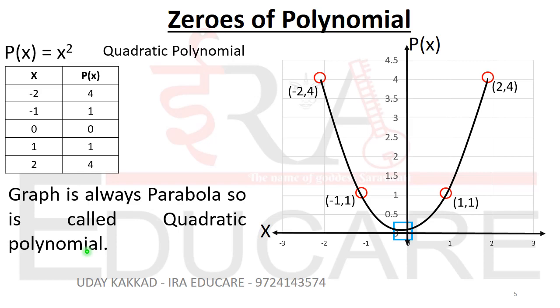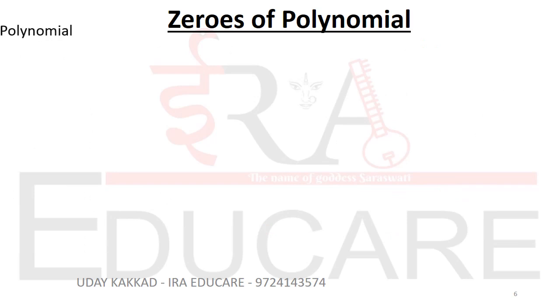So if a polynomial is linear, then you get a straight line. If the polynomial is quadratic, then you get a parabola shape, right? Take another example of a quadratic polynomial. This is a quadratic polynomial: p of x is equal to x square minus 3x minus 4.